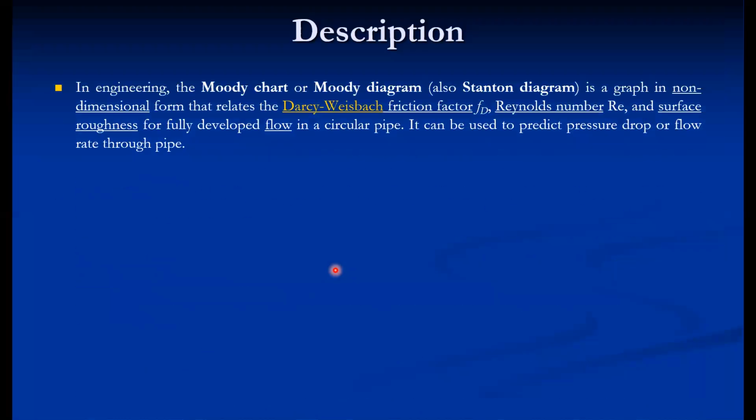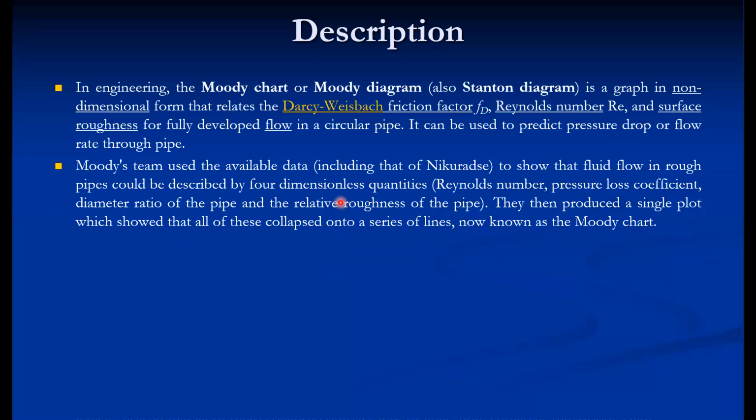So these are some descriptions related to Moody's diagram. In engineering, the Moody chart or Moody diagram is a graph of non-dimensional form, and it relates the Darcy-Weisbach coefficient, Reynolds number, and surface roughness for fully developed flow in a circular pipe, whether it is laminar or turbulent. It can be used to predict the pressure drop or flow through a pipe.